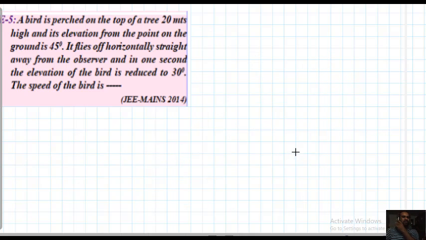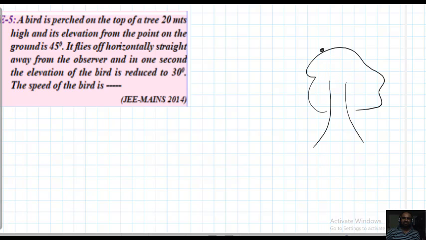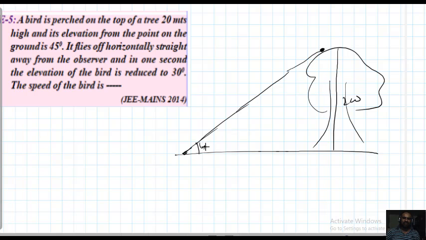Okay, since our fifth problem: a bird is perched on the top of a tree. Means the bird is sat on the tree of 20 meter high, and its elevation from the point on the ground is 45 degree. So for example, this is the tree, this is the position of the bird, this is the ground. Height of the tree is 20 meters, and the angle of elevation of that bird from the point is 45 degree.